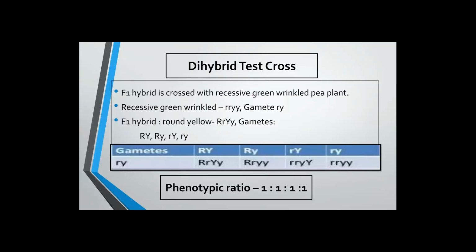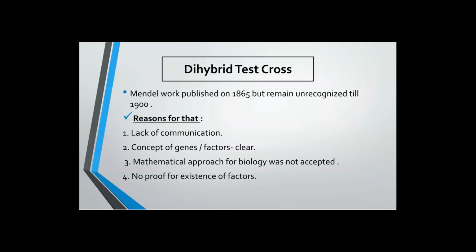Now moving to the dihybrid test cross. It is similar to the monohybrid test cross. Here the F1 hybrid is crossed with the recessive green wrinkled pea plant, and the phenotypic ratio is 1:1:1:1.